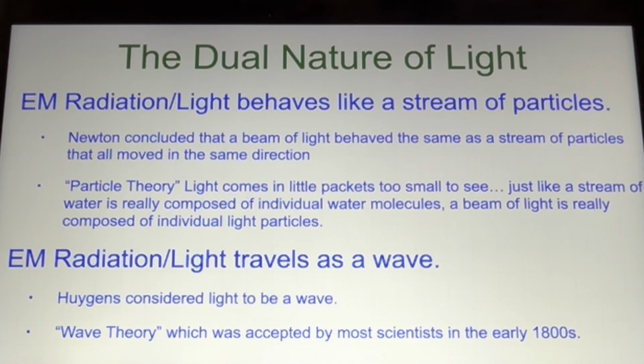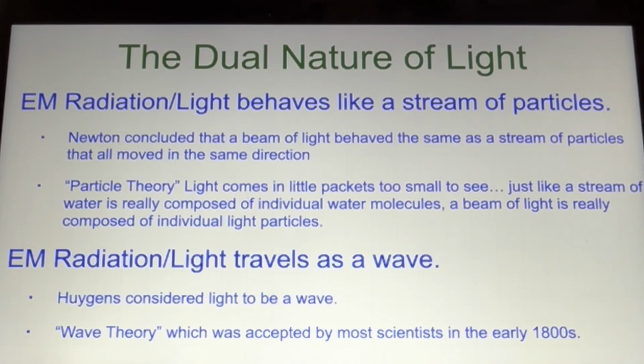According to this theory, light comes in little packets. We cannot see the individual packets of light because they are simply too small to distinguish. Thus, just like a stream of water is really composed of individual water molecules, a beam of light is really composed of individual light particles.